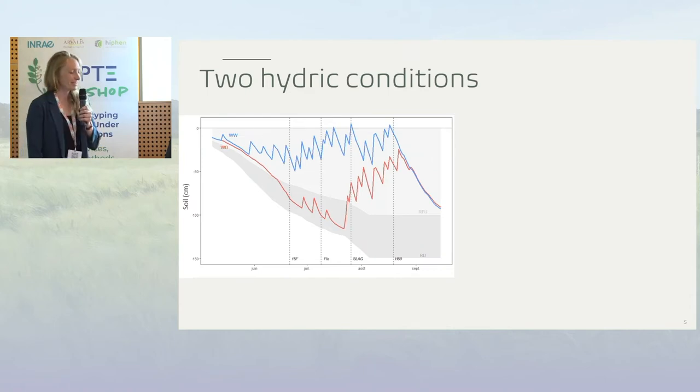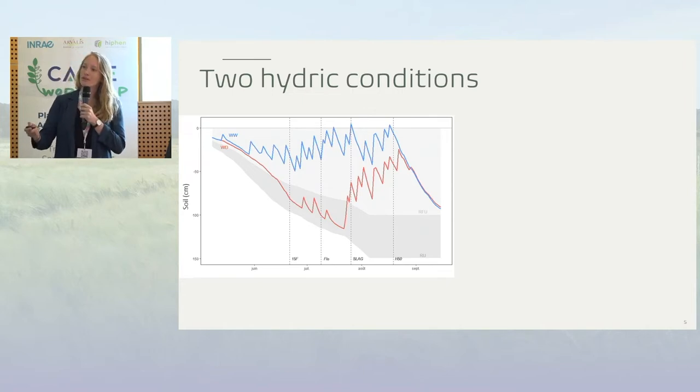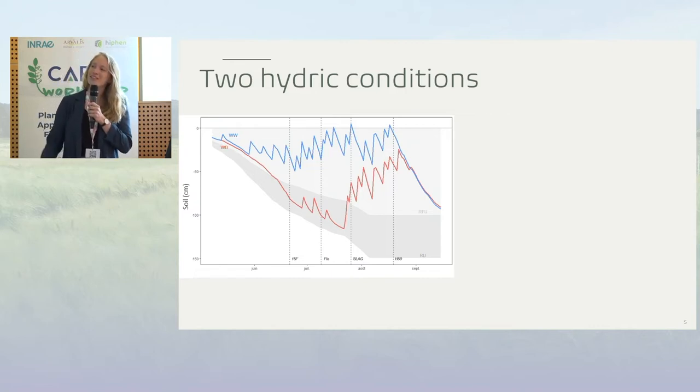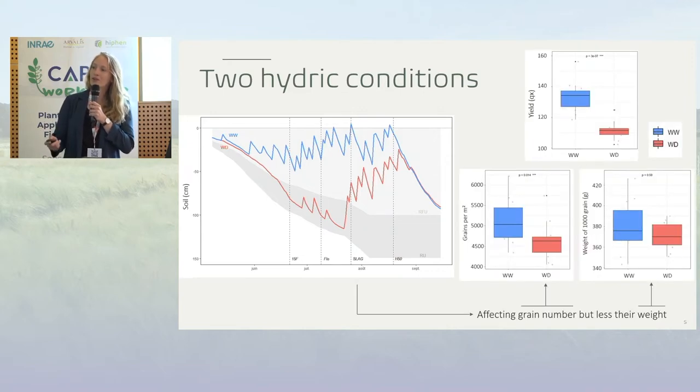It's the limit abortion of kernel stage. We think that after this stage, there is no more grain abortion. So the big water deficit was between mid vegetative stage and this famous stage. This allowed us to affect yield significantly, of course, because of loss of grain number per square meter, while the weight of grain was not so affected.